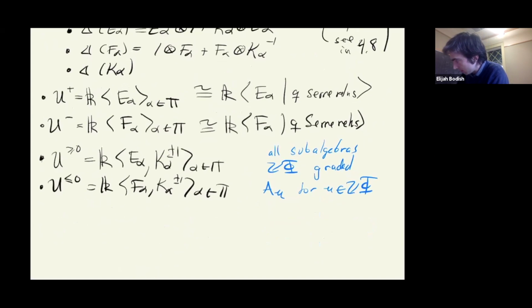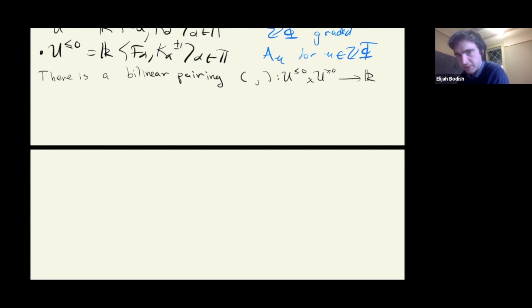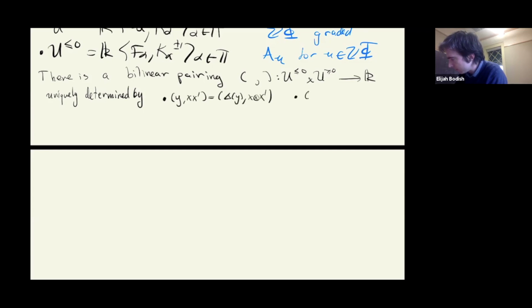And then last time we went into the following, which was a proposition in Jantzen's book, which is that there is a bilinear pairing between U less than or equal to 0 and U greater than or equal to 0. And it's given, again, basically by generators and relations. So this is uniquely determined by this bialgebra pairing, I guess is what people were saying last time, property, as well as the one in the other direction.